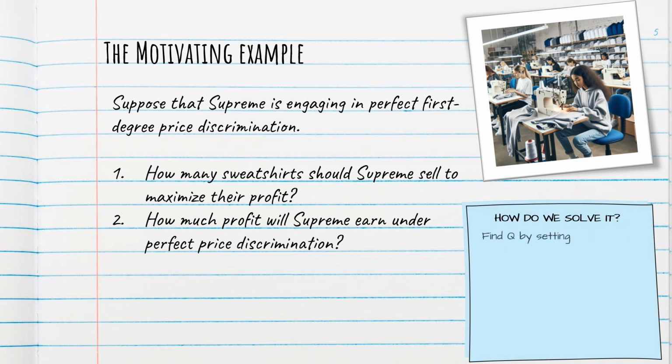How do we solve this question? It turns out we can find the profit maximizing quantity by setting the inverse demand equal to the marginal cost curve. The idea here is that the firm is going to continue to sell sweatshirts as long as the price that they can collect is greater than or equal to the marginal cost of producing that unit. Once we know how many they want to sell, we can compute profit actually as a triangular area, and it's the area sandwiched between inverse demand and marginal cost from 0 to Q. We don't have to worry about subtracting any fixed costs from this area because we're told that Supreme does not have any fixed costs.